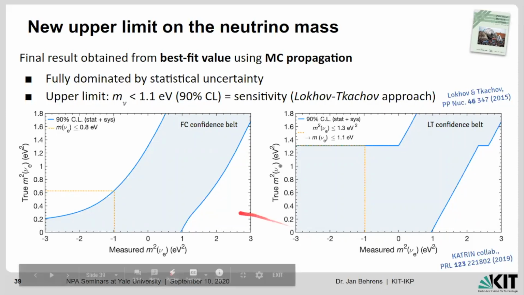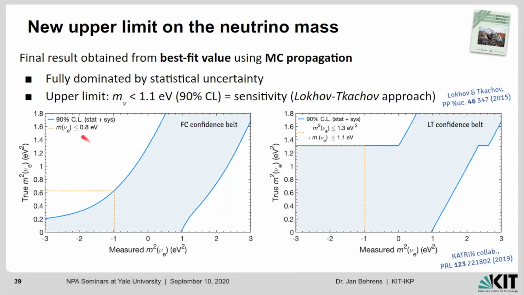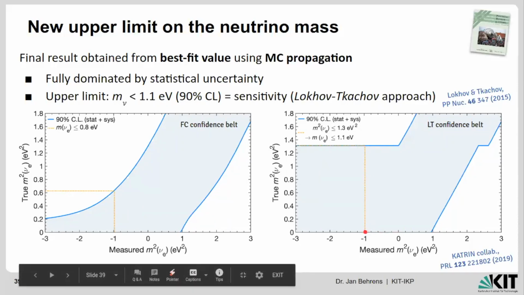And we follow two approaches. One is the classic Feldman-Cousins, where we get an upper limit of the neutrino mass of 0.8 eV with our result. And then alternatively, we have the Lokhov-Tkachev approach, which was also used for the Troitsk experiment, a predecessor experiment of KATRIN. And in this case, the sensitivity of our experiment is essentially also the upper limit, as long as we measure negative neutrino mass squared values.